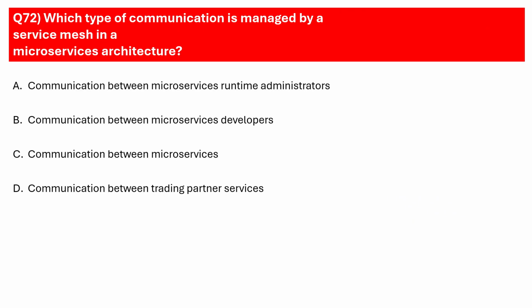Q72. Which type of communication is managed by a service mesh in a microservices architecture? A. Communication between microservices runtime administrators. B. Communication between microservices developers. C. Communication between microservices. D. Communication between trading partner services.